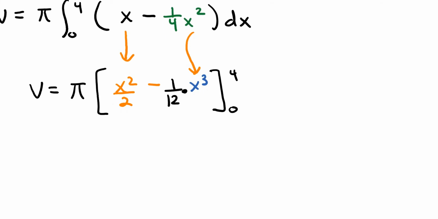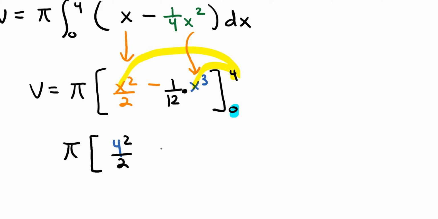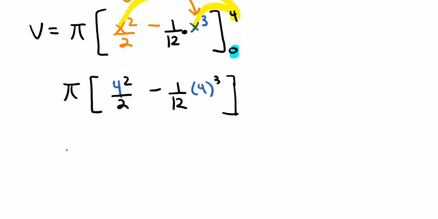Okay, let's go ahead and use the fundamental theorem of calculus. So the upper bound goes first. And the good news is we have a 0 for the lower bound, so that means I don't need to evaluate the lower bound because everything goes to 0. Okay, so if I put in 4, that's going to be 4 to the power of 2 divided by 2 minus 1 over 12, and then we have 4 being raised to the power of 3. And then I can close the bracket there.